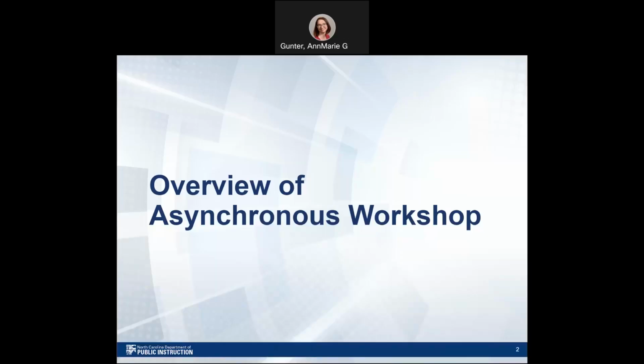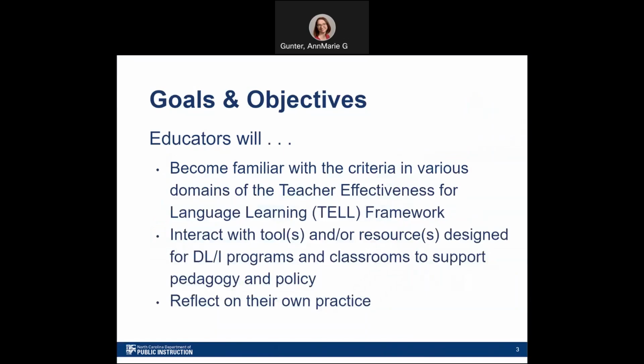Let's begin with an overview of what we'll be doing. Our goals and objectives are fairly straightforward. Educators will become familiar with the criteria in various domains of the Teacher Effectiveness for Language Learning, or TEL framework. We'll also interact with tools and/or resources designed for DLI programs and classrooms to support pedagogy and policy, and you'll have a chance to reflect on your own practice.